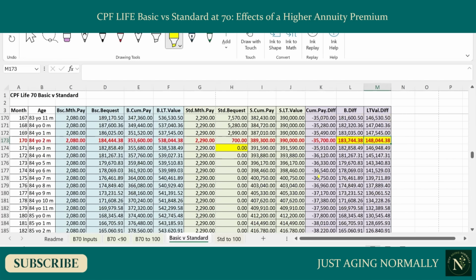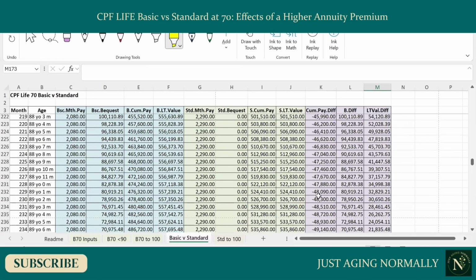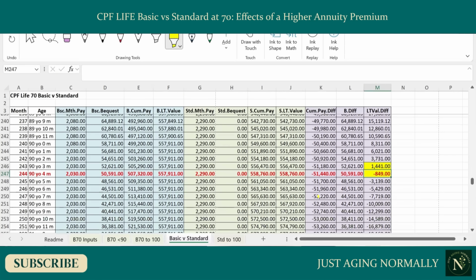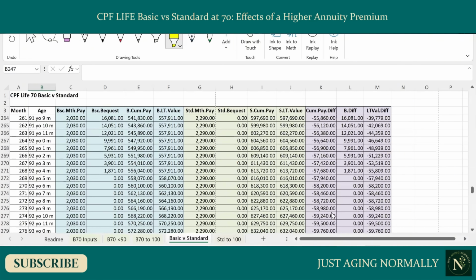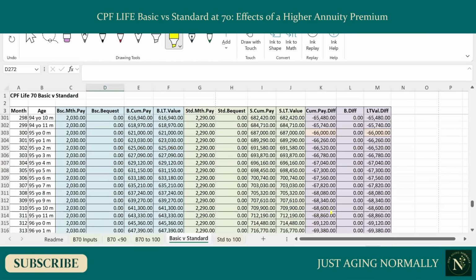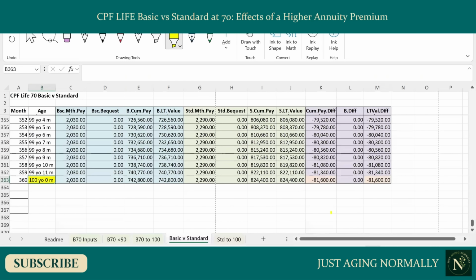Break-even point happens at month 244, corresponding to 90 years 4 months, when value of standard 70 overtakes that of basic. After that, the lifetime value of S70 will just zoom ahead as B70 starts drawdown from the AP. 2 years later, bequest of B70 reaches zero at month 269, around 92.5 years, and by 95, the standard plan will be 66K ahead. If you get to 100, S70 will be 81.6K ahead.